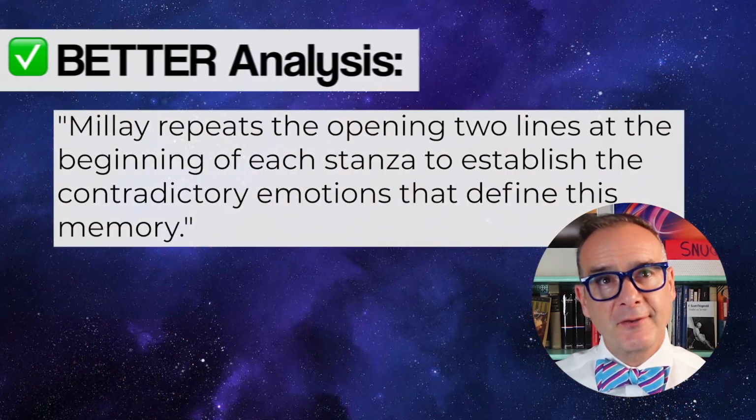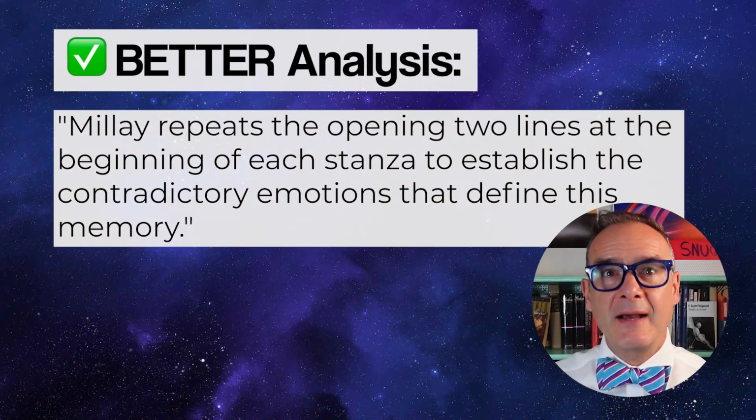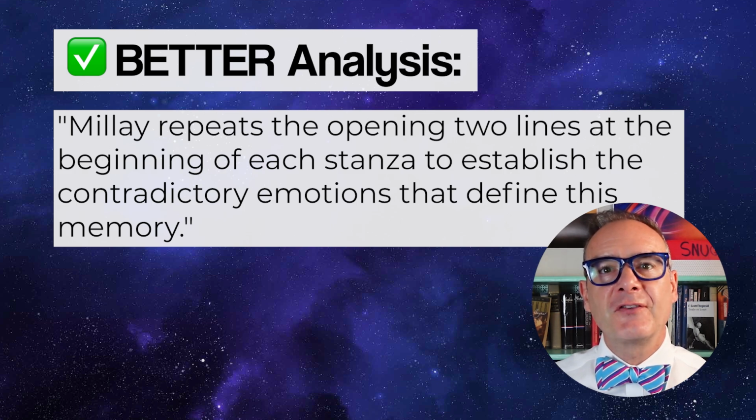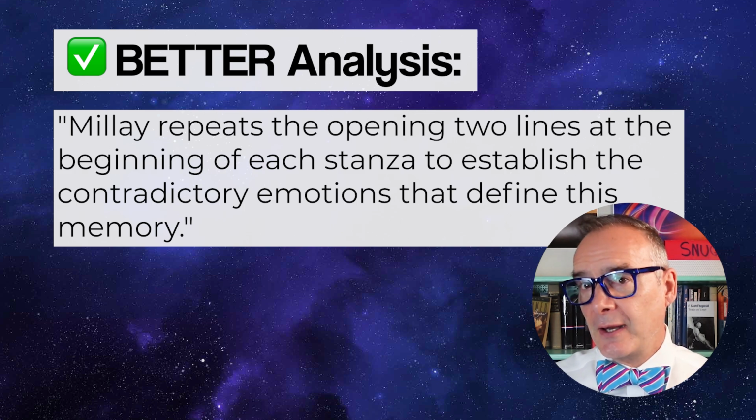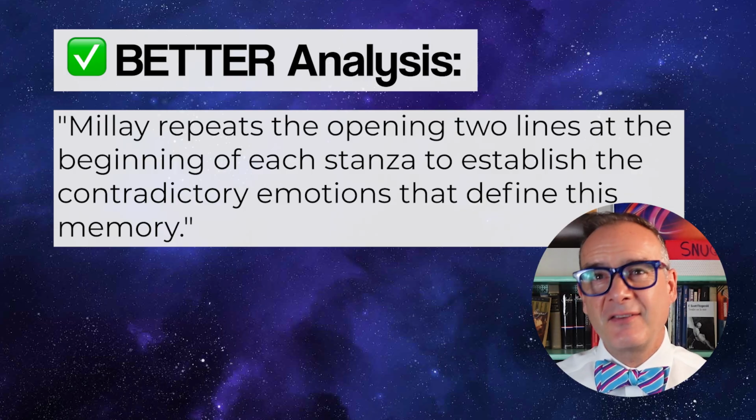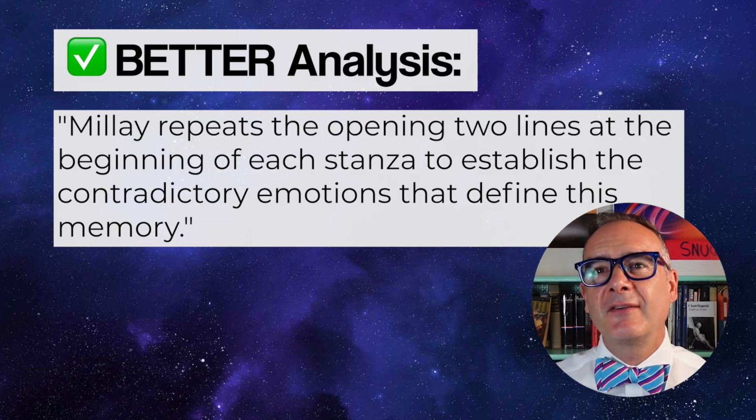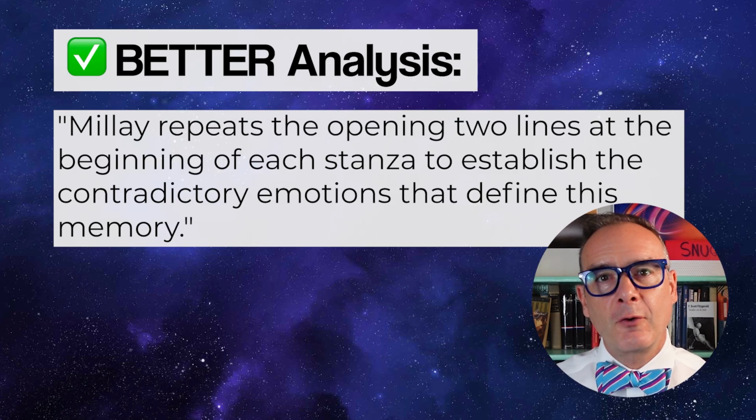Here's some better analysis. Millais repeats the opening 2 lines at the beginning of each stanza to establish the contradictory emotions that define this memory. This is a little better, but it's still not specific. It's not analyzing the language, and it's not being specific about emotions or about purpose.